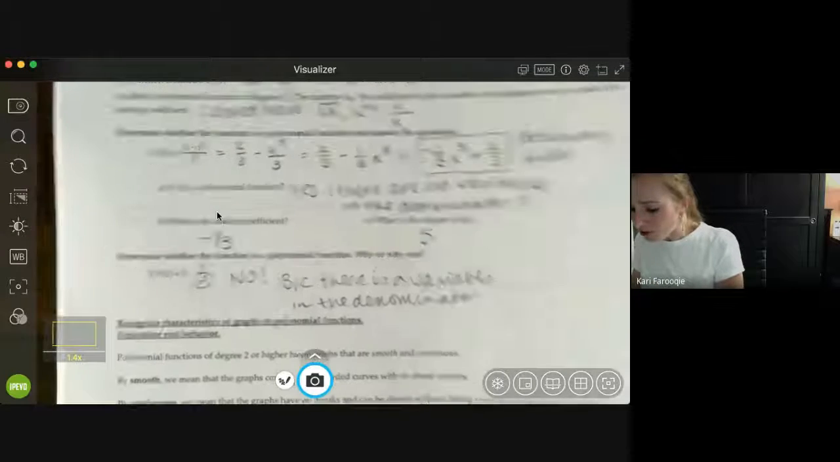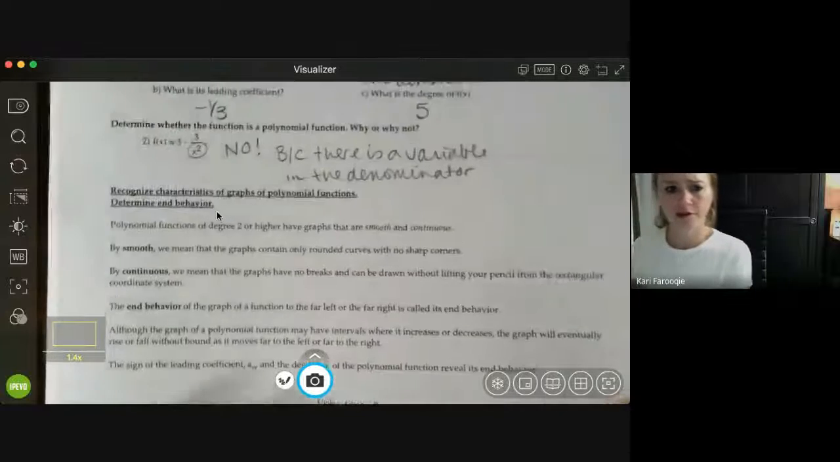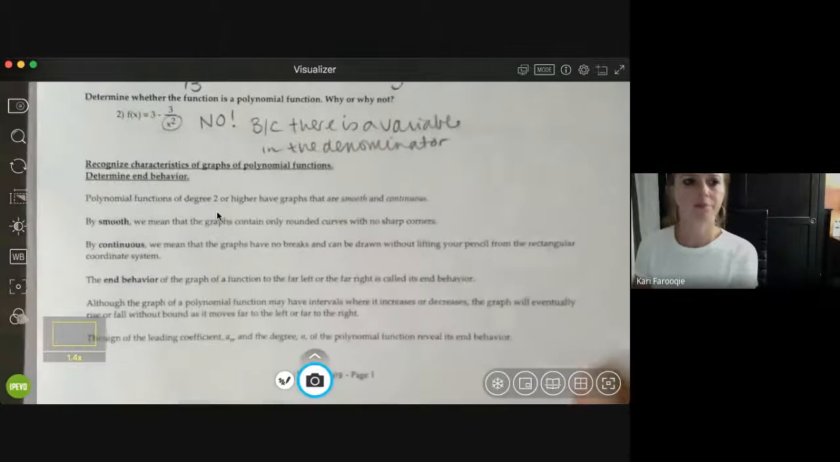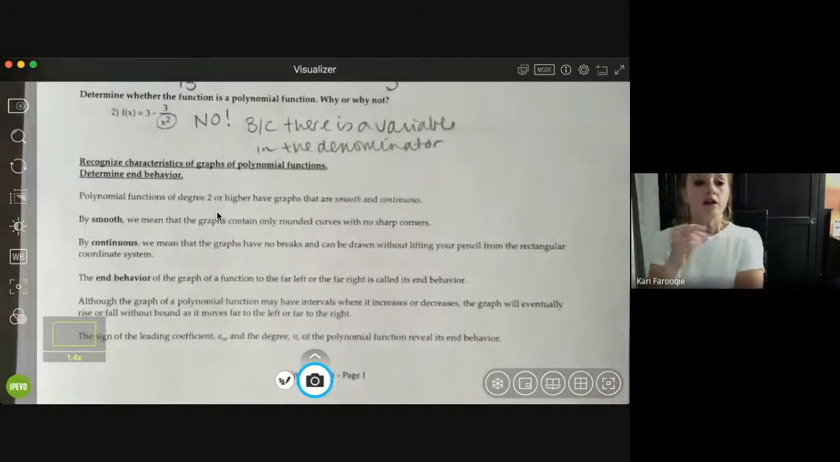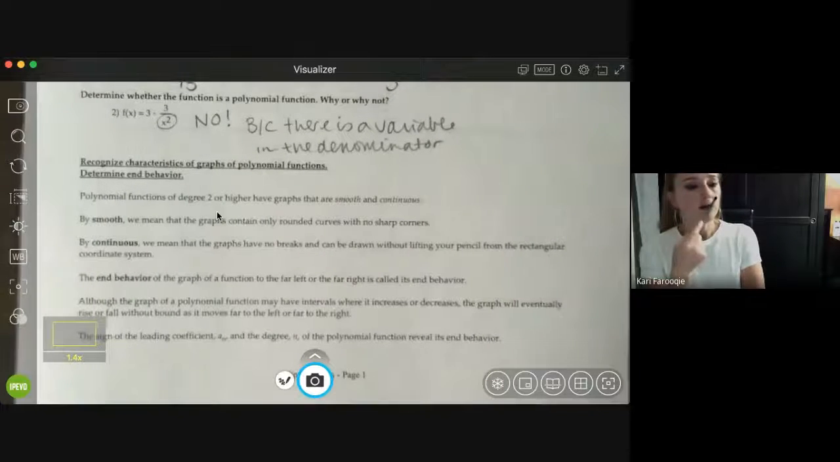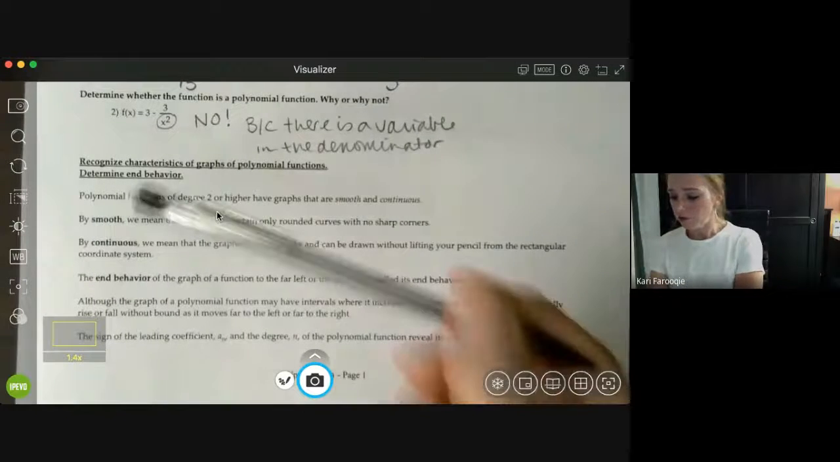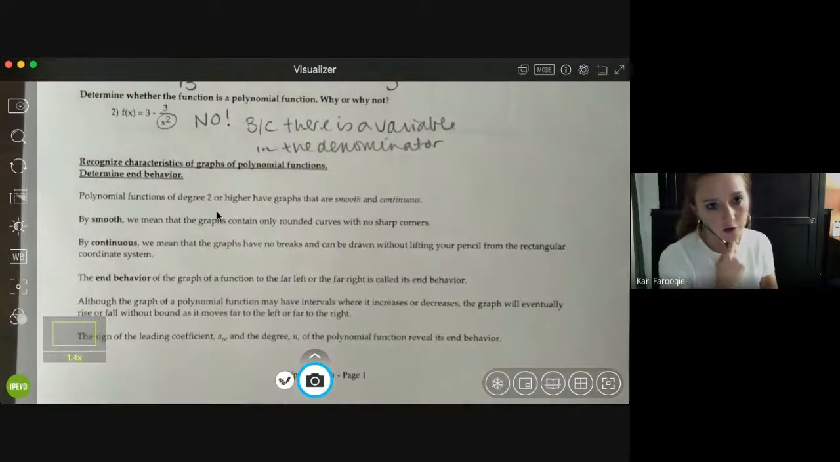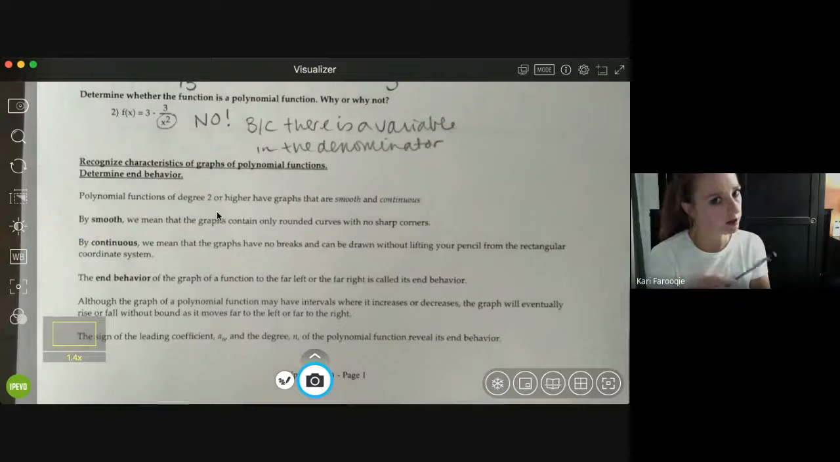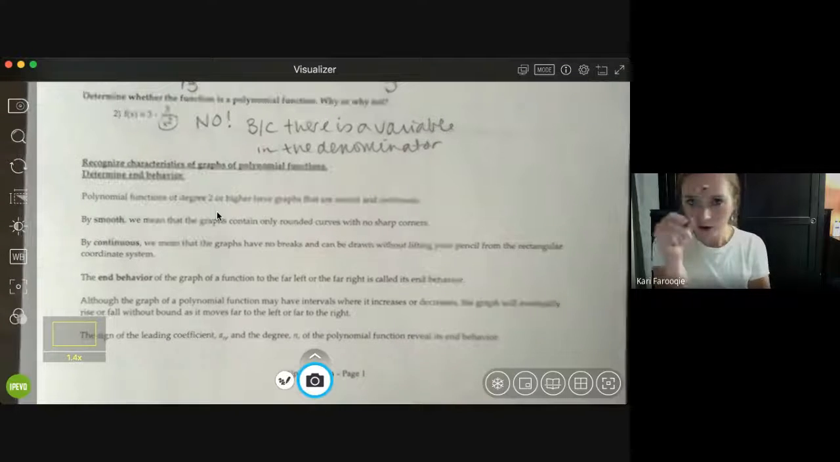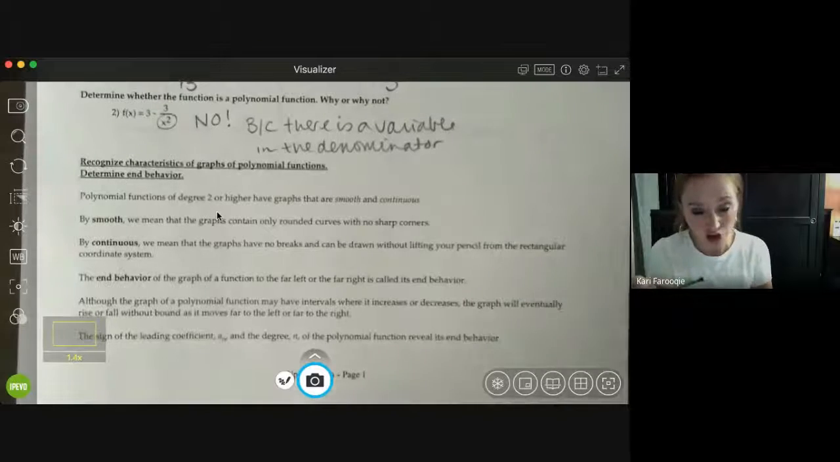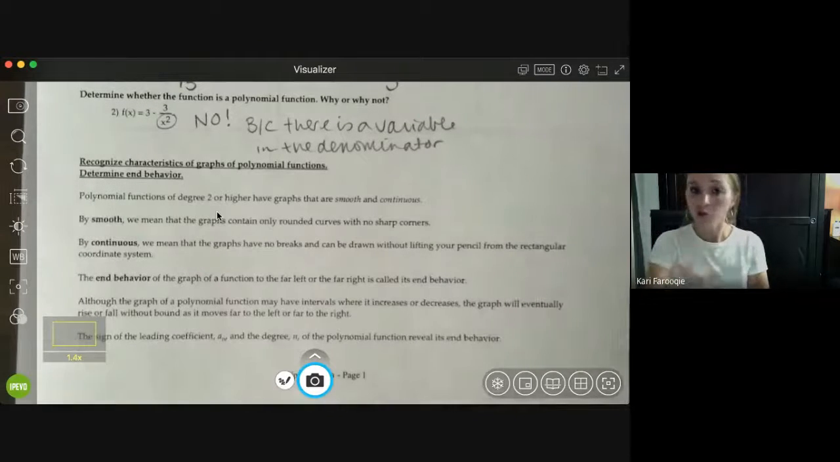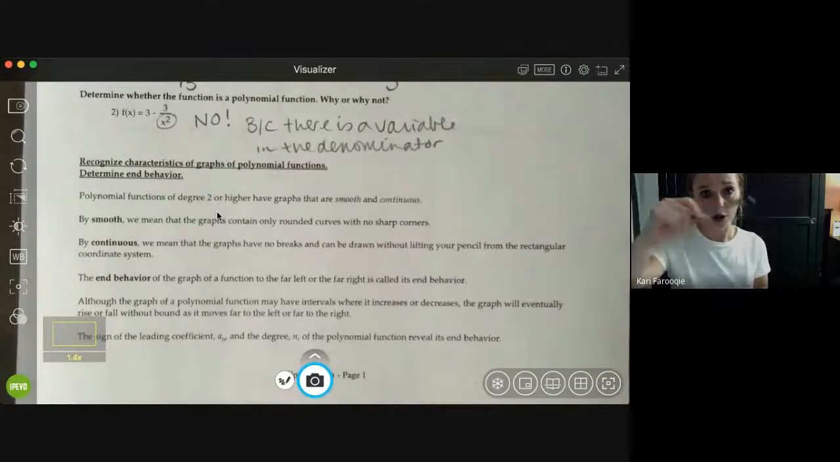Now let's read through these characteristics just so it's one less thing we have to do next time. To recognize characteristics of graphs of polynomial functions and determine the end behavior, we will refer to the following. Polynomial functions of degree 2 or higher have graphs that are smooth and continuous. So you're not going to see any sharp points. You're going to have a continuous graph. That means that you're going to be able to draw it without ever having to lift your pencil.